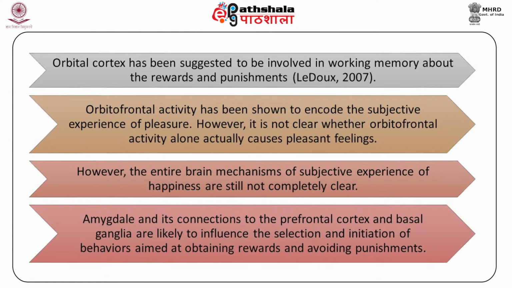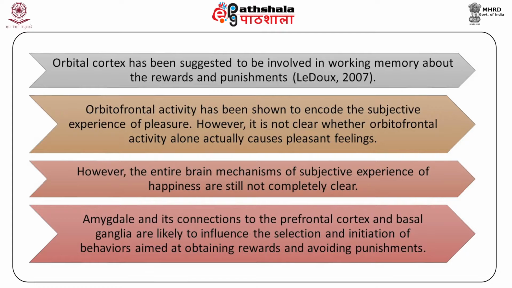The area of the brain called ventral tegmental area is amongst the most primitive parts of the brain. It synthesizes the main neurotransmitter substance that is implicated in the reward circuitry pleasure centers of the brain. It is called dopamine. This structure of the brain is located at the top of the brain stem in the midbrain. Orbital cortex has been suggested to be involved in the working memory about the rewards and punishments.